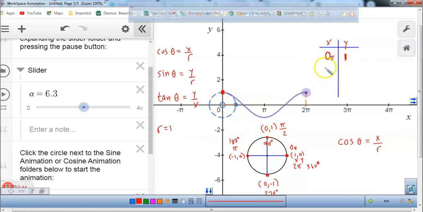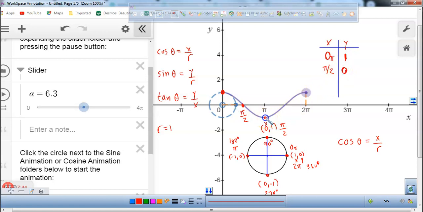All right, so here we go. Now at pi over 2, which is right here, what's my x value? My x value is 0. So 0 over 1, if I use this property, is still 0. Well, check it out. Right here is pi over 2. So at pi over 2, I'm at a 0.